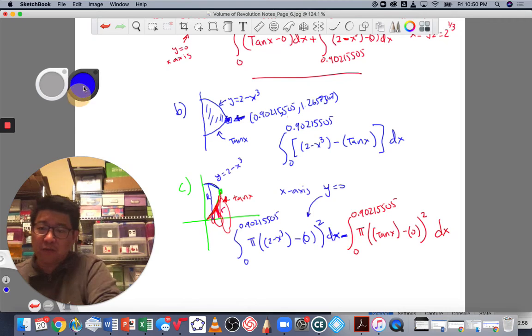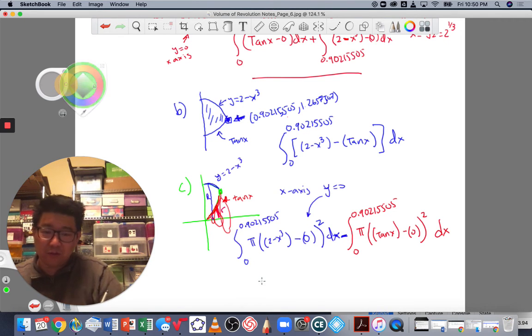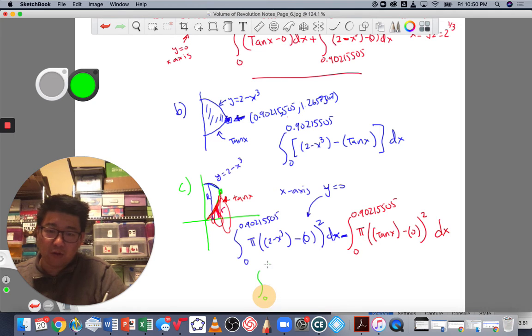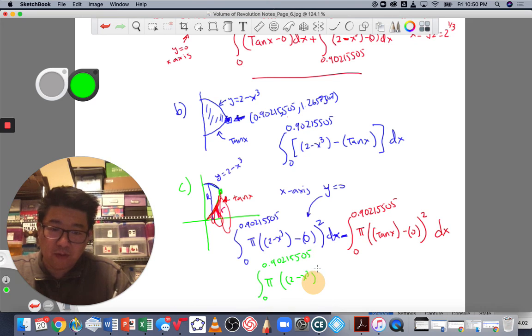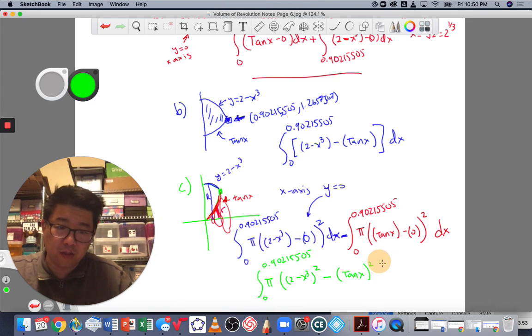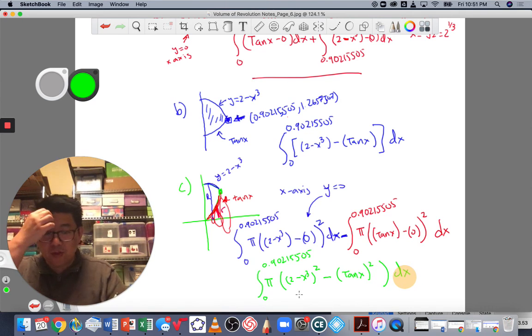Now, could you have combined all of this into one nice single integral? Sure. You could have done something like this. From 0 to 0.90215505. In case you see this in a multiple choice, they might try to trick you by combining everything. So this would be 2 minus x cubed, okay, sometimes they'll just write it like that, squared, because the 0 doesn't matter, minus tangent x squared dx.